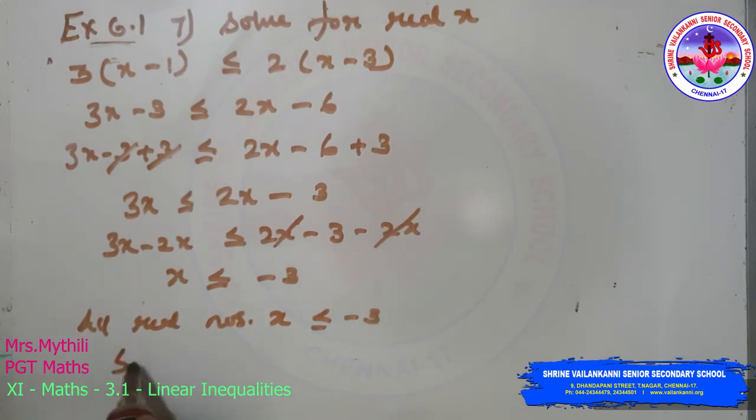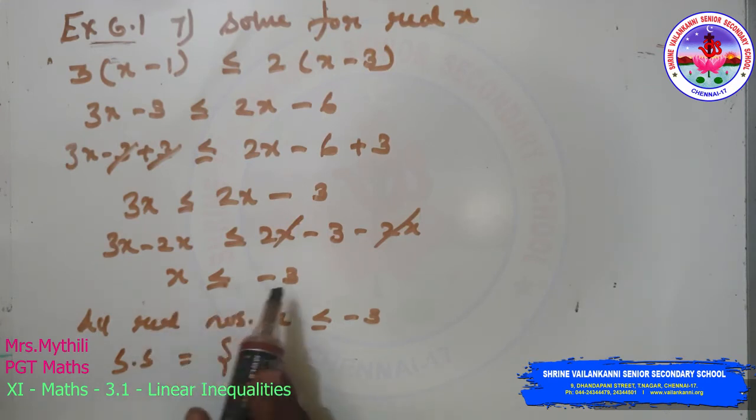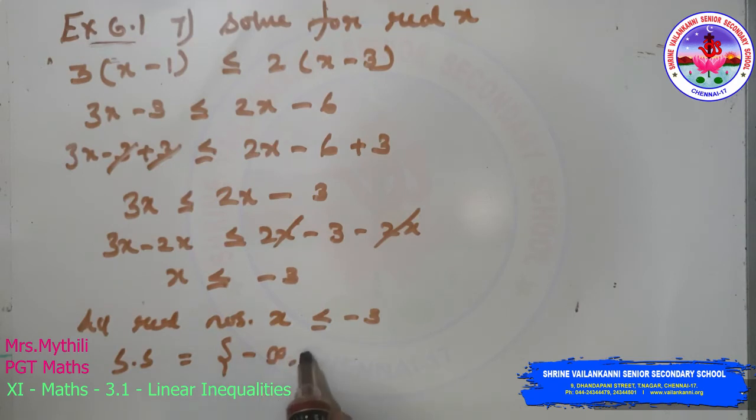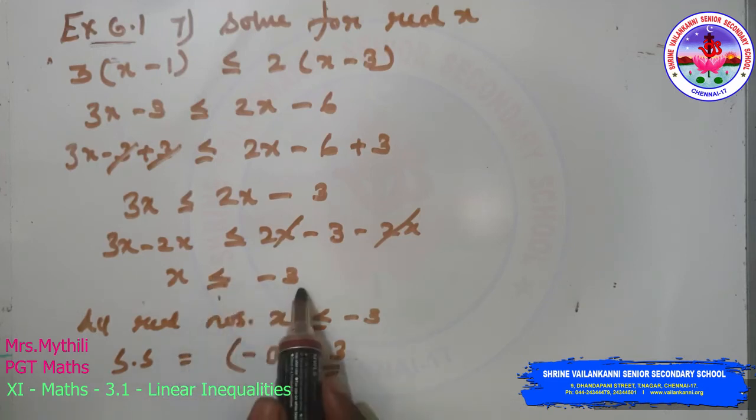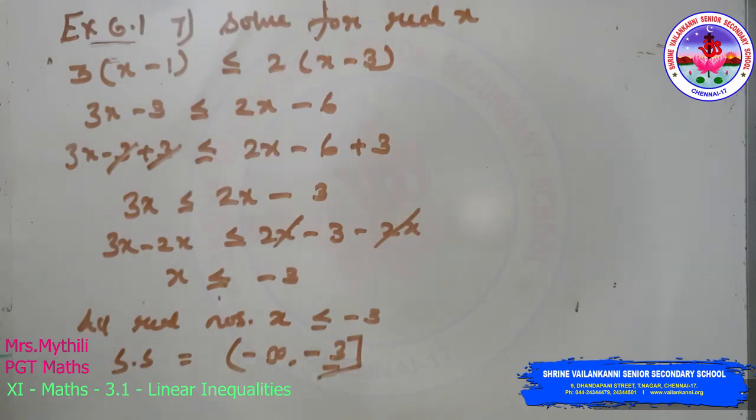So the solution set of the given inequality is x less than or equal to -3, so minus infinity to -3. Here it is open at minus infinity and -3 is included because it is less than or equal to -3. So it's a closed interval there. So the solution set is open at minus infinity and closed at -3.